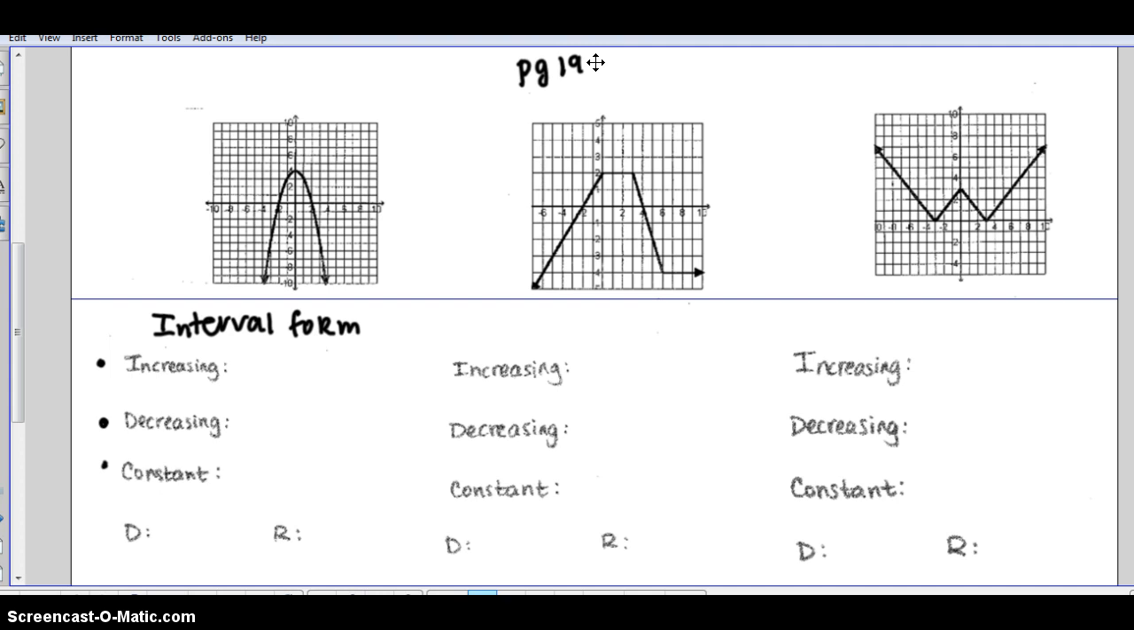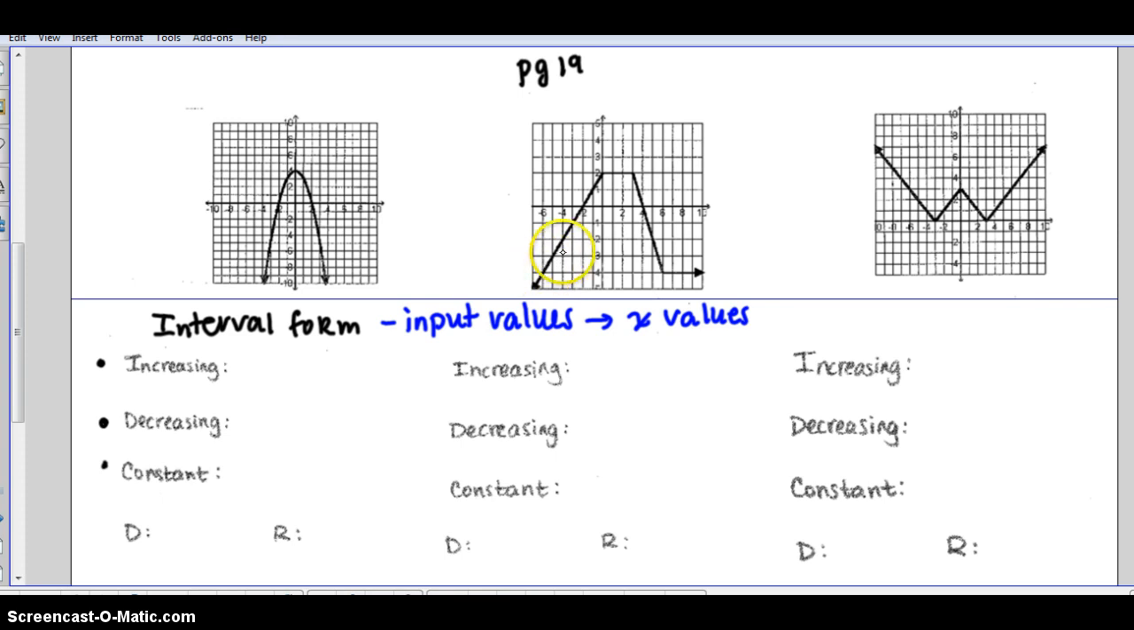The biggest thing you need to understand about interval form for increasing, decreasing, and constant is that you will always use input values. And therefore that means you're going to be using the x values. Okay. So let's start with taking a look at one that's pretty straightforward. So we're going to look at the one in the middle. I'm going to use a highlighter so that you can see what we're looking for. Input values are the x's.